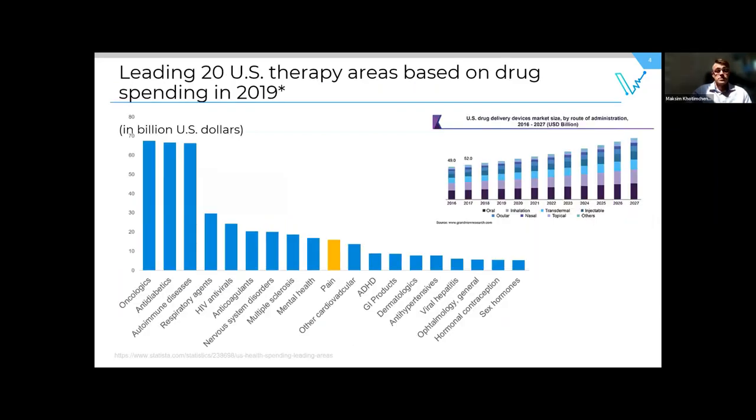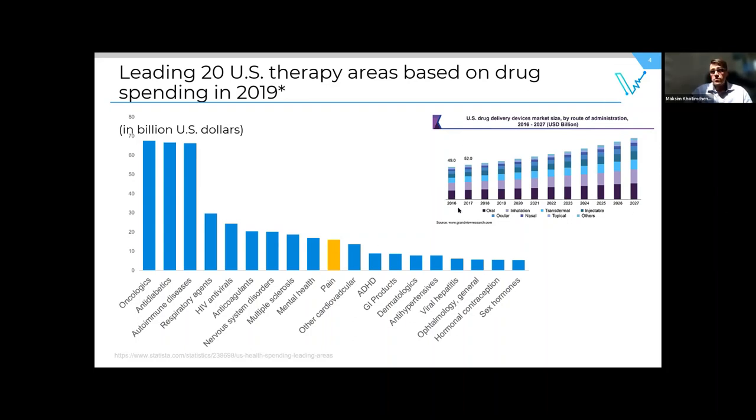Here is our study. In our study, we have chosen one therapeutic area, which is painkillers or analgesic drugs. Here we can see the main therapeutic areas based on drug spending, and you can see that pain management is in the second group of drugs with billions in annual spending. Moreover, many diseases, in particular in oncology or metabolic disorders, are often associated with pain syndromes, and they require administration of analgesic drugs.